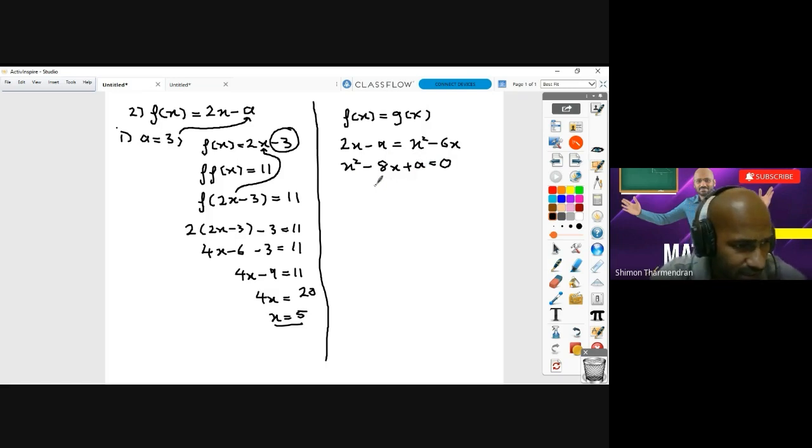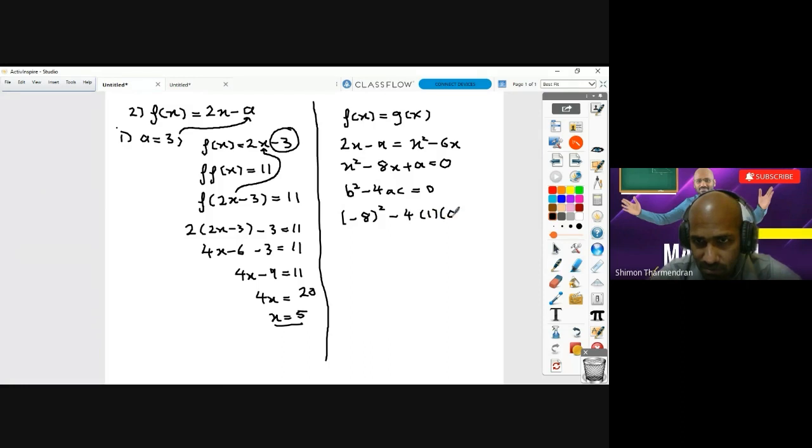And now they say it has only one real solution. What does it mean, only one real solution? The condition is the discriminant b squared minus 4ac has to equal 0. So we have got minus 8 squared minus 4, a is 1 and c is going to be a, equals to 0. Expand the brackets. So we have 4a equals to 64 and a equals to 64 divided by 4, giving us 16.